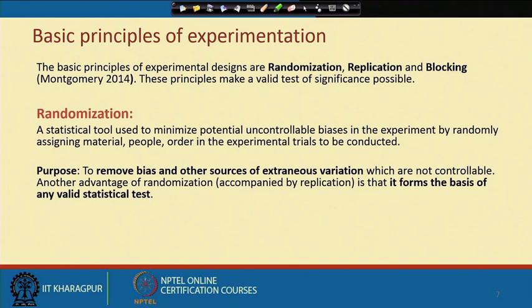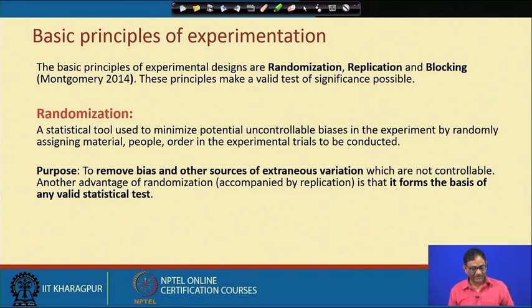Okay. I will first read out what randomization is, then I will try to explain with an example. Randomization: a statistical tool used to minimize the potential uncontrollable biases in the experiment by randomly assigning material, people, and order in the experimental trials to be conducted. What is the purpose? To remove bias and other sources of extraneous variation which are not controllable. Another advantage of randomization is that it forms the basis for any valid statistical test.